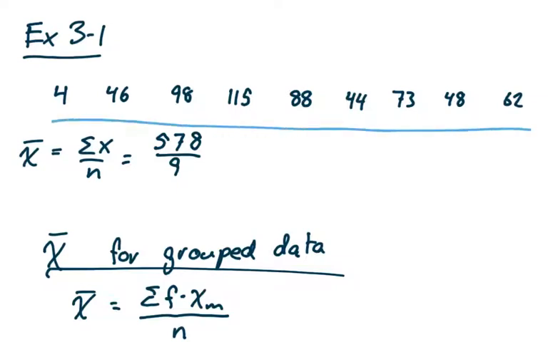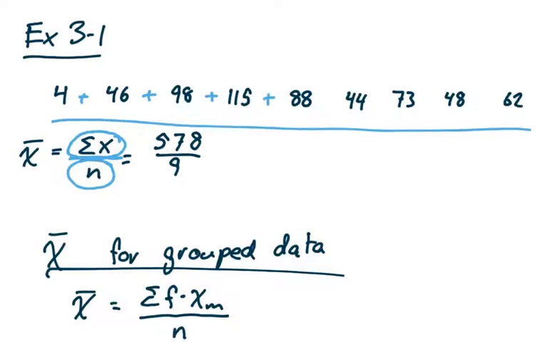So what we're going to do is take the sum of all of them and then divide by the total number. The sigma x portion of it just indicates do 4 plus 46 plus 40 plus 98. See, I'm off already.